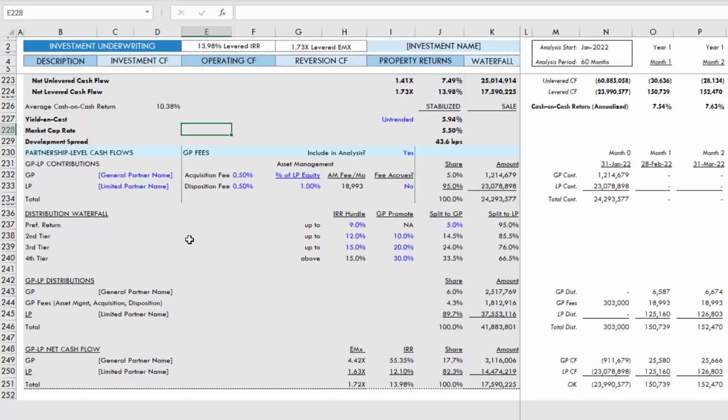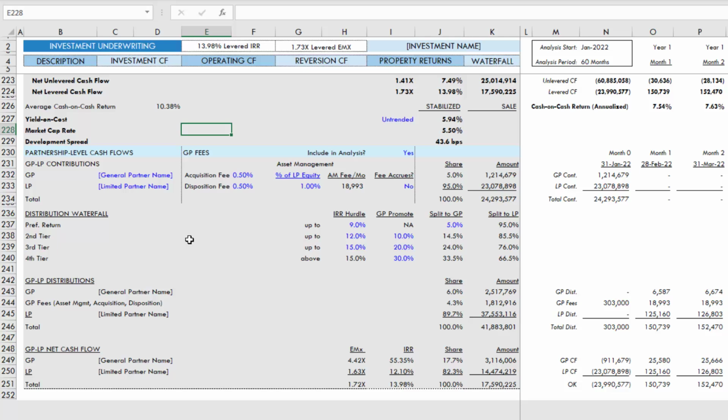Also, this waterfall has 4 tiers. And so there's the preferred return tier. And again, in that tier, you'll see return of capital followed by the preferred return. And then 3 additional tiers, which are promote tiers. Again, each one of these tiers being driven by some IRR hurdle.